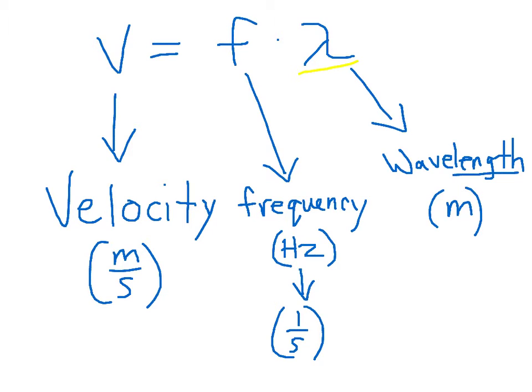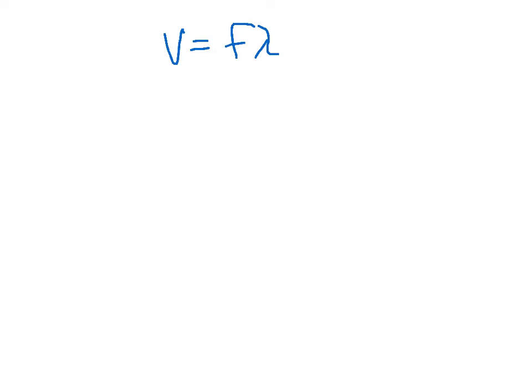And for example, you might run into a problem that doesn't just ask you for velocity. If it says what is the velocity of a wave that has a frequency of this and a wavelength of this, well, that's easy because then you just plug in the number for f and you plug in the number for wavelength and you just multiply. So no problem. But what do you do when the question asks for something like frequency instead?